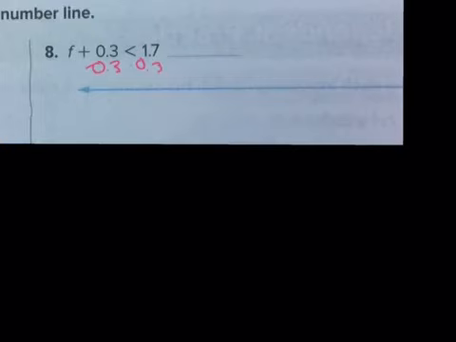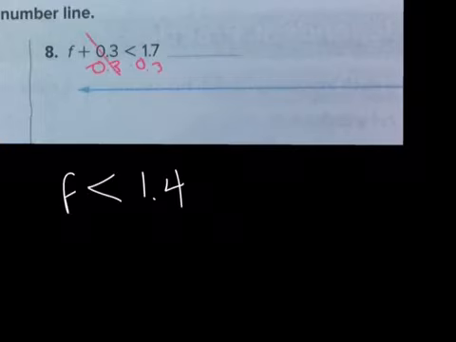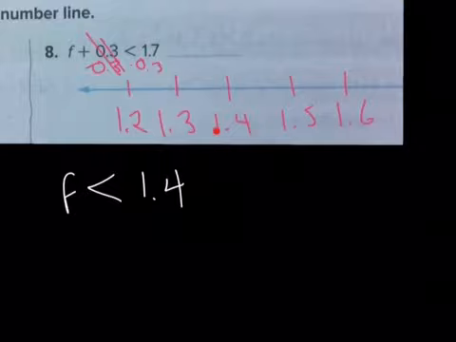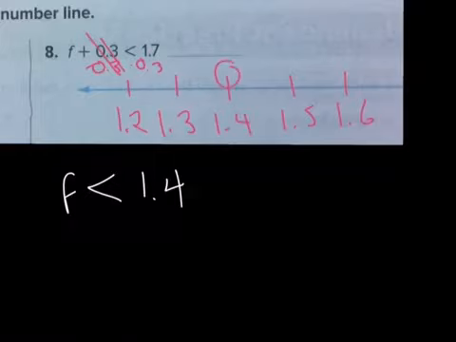The 0.3 will be gone from this side, and from this side when I subtract, I get 1.4. Okay, so F is less than 1.4. So I go ahead and write 1.4, 1.5, 1.6, 1.1, 1.2 and so on. F is less. So here's my 1.4. I don't fill it in because it's not equal to, and I just color it to the side that it is.